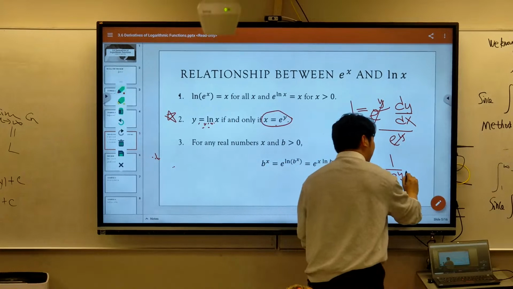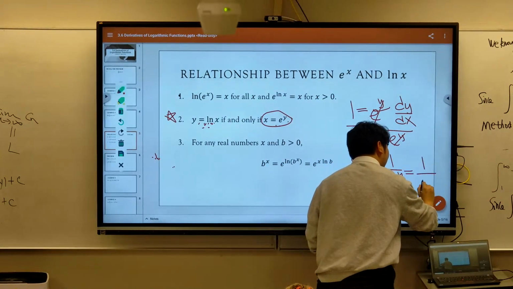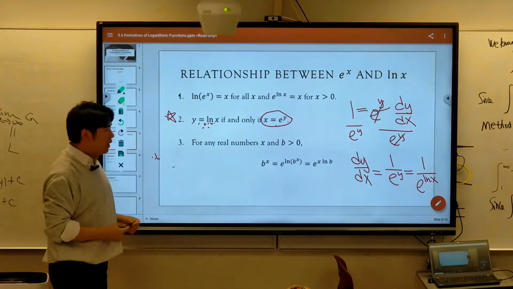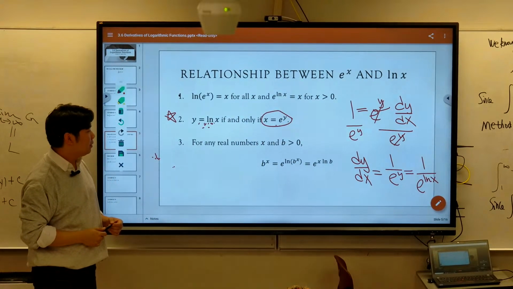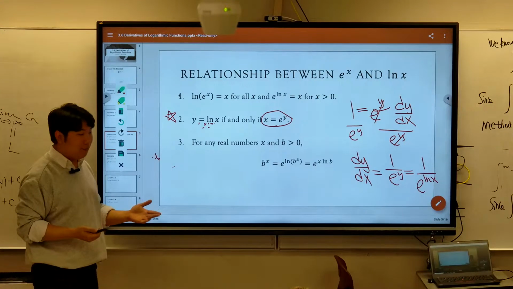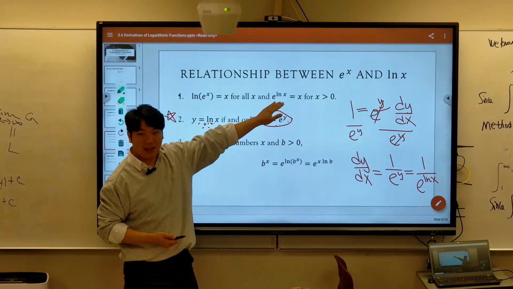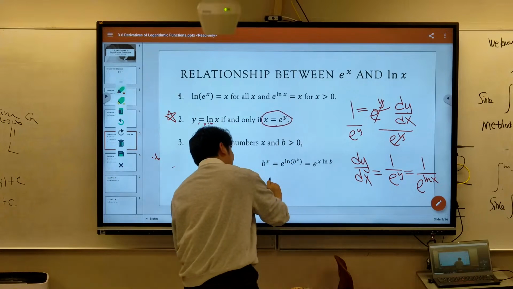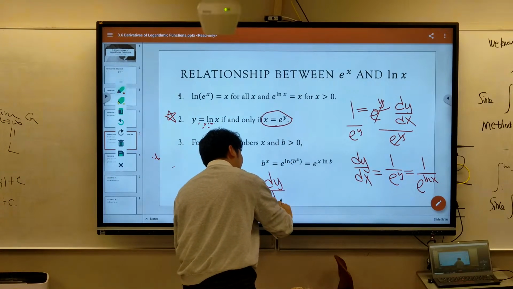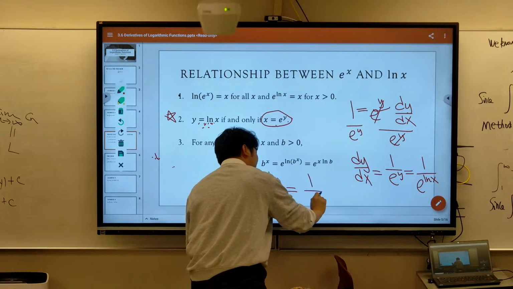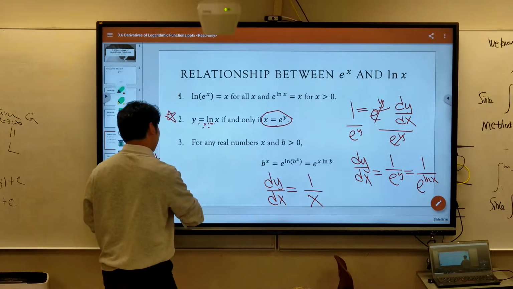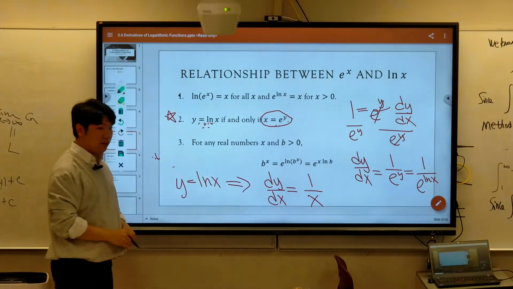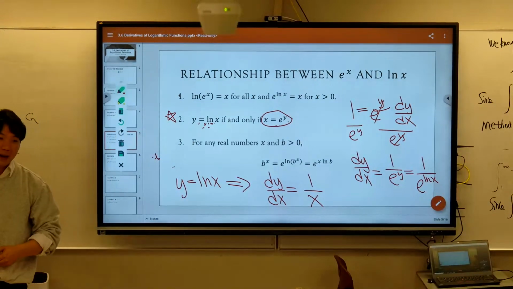So this is the same thing as 1 over e to the ln of x. But what do I know about e to the ln of x? It cancels out, because we have right here e to the ln of x. That's a plain x. So if I take all of this together, dy/dx is 1 over x. So if y is ln of x, we know the derivative is 1 over x.